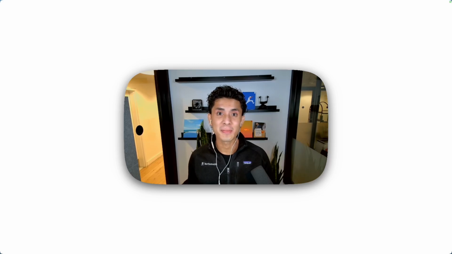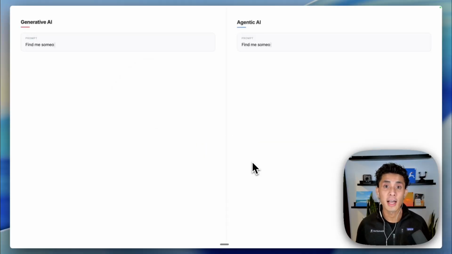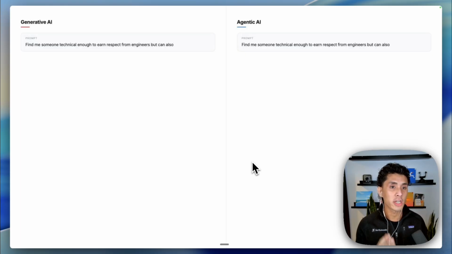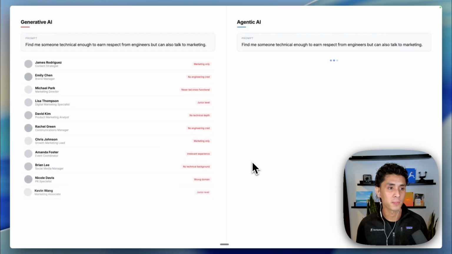Generative AI, agentic AI, everyone's using these words, but no one has explained them simply for people that aren't technical. Think of them like this. Let's use the example of trying to hire someone. Imagine we use generative AI and agentic AI and we prompt it with the same thing. We ask it, find me someone technical enough to earn respect from engineers, but can also talk to marketing.